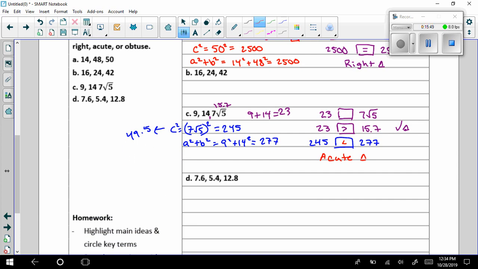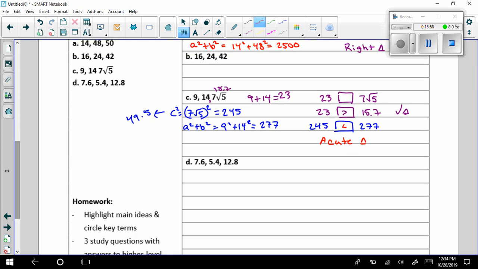Okay. And then I want you to try D on your own as well. Okay, and that's it for this one. So most of it is the Pythagorean theorem, but then using that in different ways to discover and classify what type of triangle it is, to find missing sides, and then to even figure out if something is a triangle.